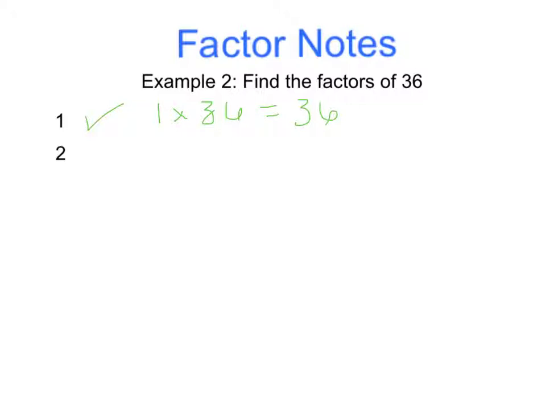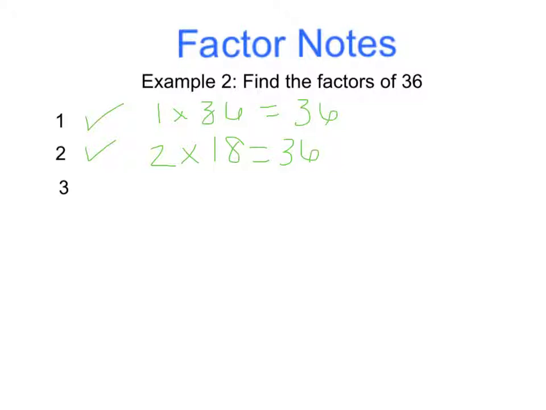Yes, it is. So 36 is divisible by 2. So 2 times what equals 36? To help you find that answer, you can do 36 divided by 2 in your calculator, and that's going to equal 18. So 2 and 18 are factors of 36.